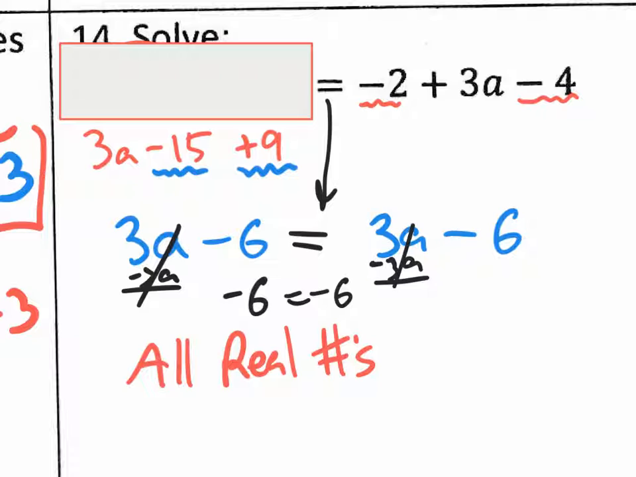If you end up with something impossible, like negative 6 equals positive 6, then you would say no solution. And I'm not saying that your answer is going to be all real. It might be no solution. It all depends. But you need to know these special cases. If it's always true, it's all real numbers. If it's impossible, you say no solution.